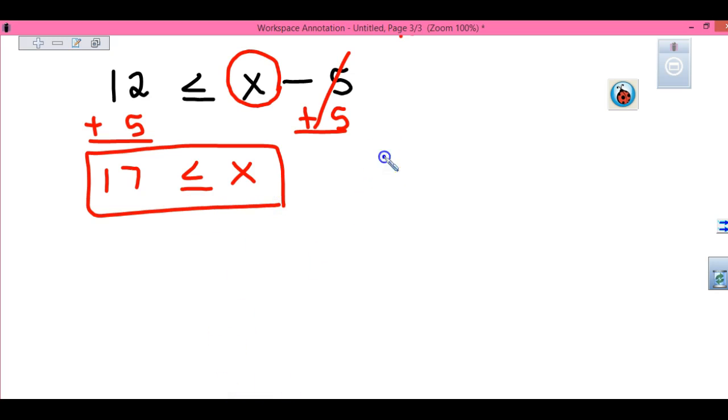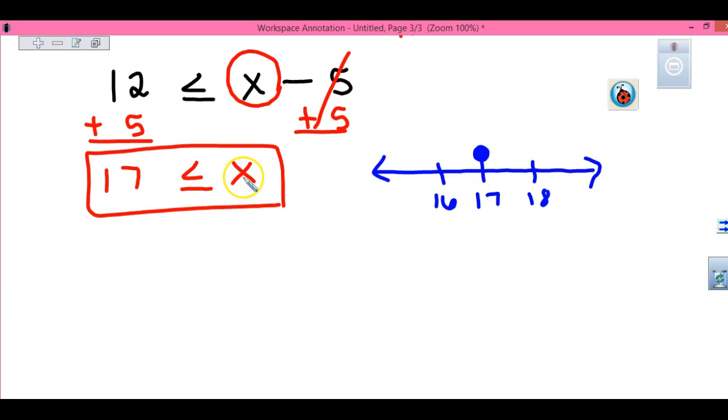When we graph this, would this be an open or a closed circle? Closed circle. So it says here, 17 is less than or equal to x. So that means x is all the numbers to the right of 17. We can also rewrite this inequality as x is greater than or equal to 17.